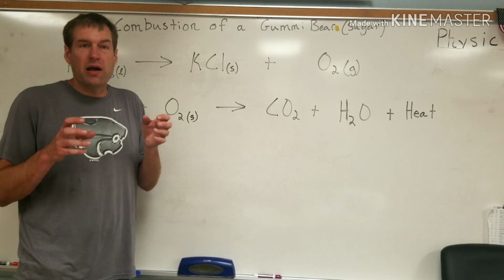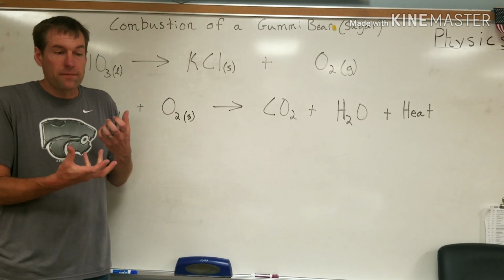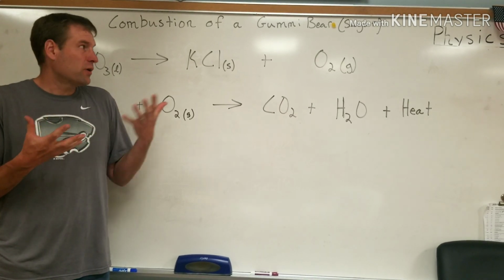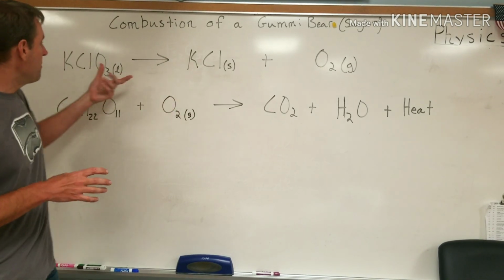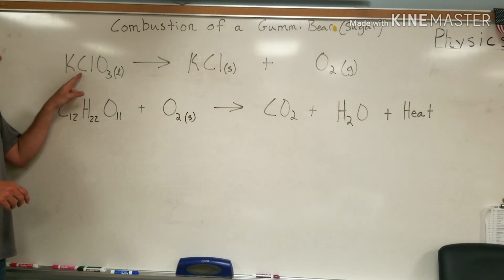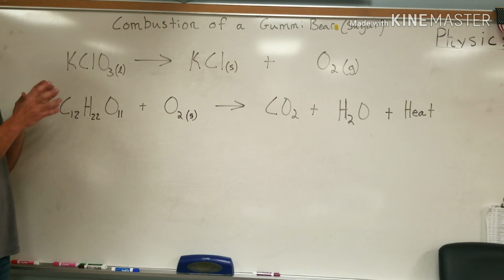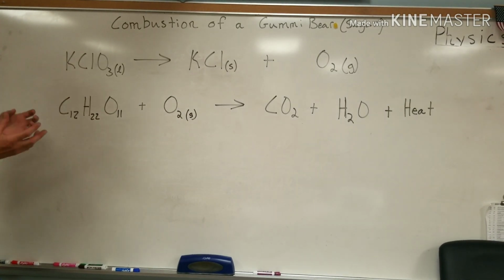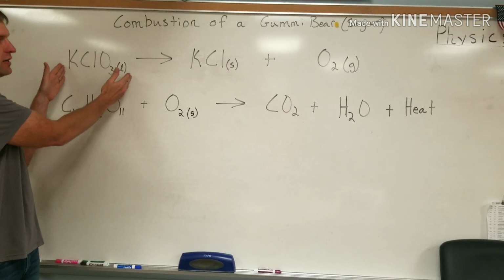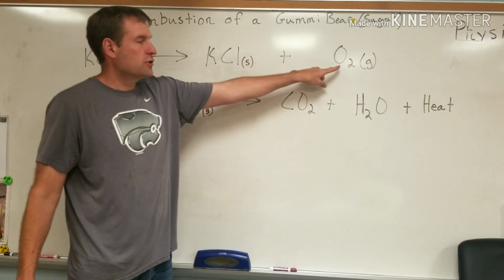I could take a gummy bear and just take the torch of science and light it on fire to smolder and burn slowly. But if we want to release all that energy fairly quickly, we have to do it a different way. So we're going to take some potassium chlorate. If you remember from your polyatomic ions, chlorate is ClO3. We're going to heat potassium chlorate in a test tube to decompose it into potassium chloride and oxygen gas.